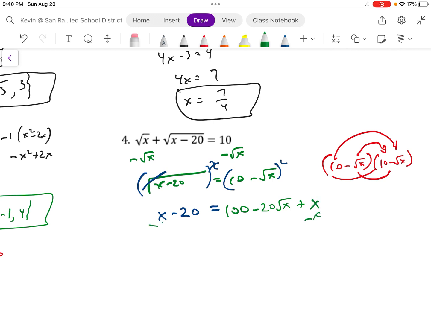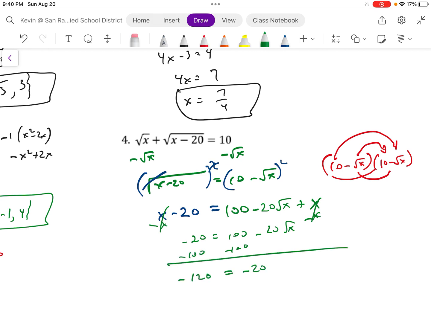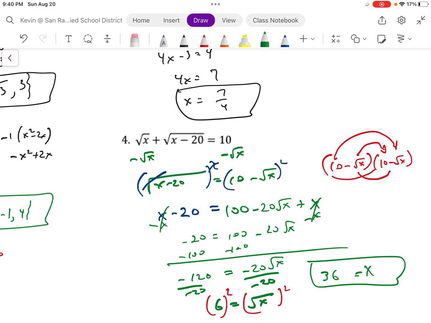Okay, if I subtract x from both sides, they cancel out. So it leaves me with negative 20 equals 100 minus 20 root x. I'm going to subtract 100 from here, subtract 100 from here. Negative 120 equals negative 20 root x. Divide both sides by negative 20, and I've got 6 equals root x. Square this, and x equals 36.